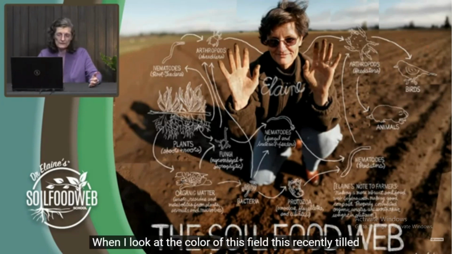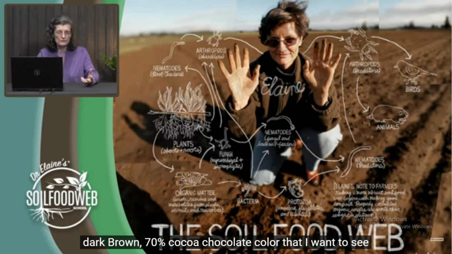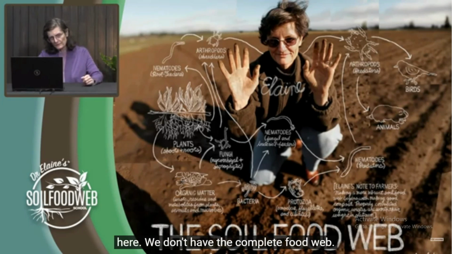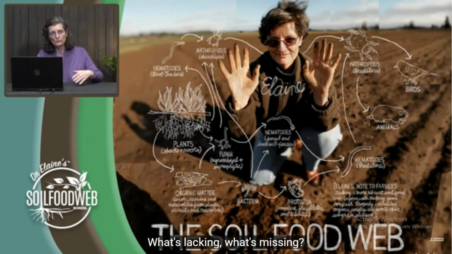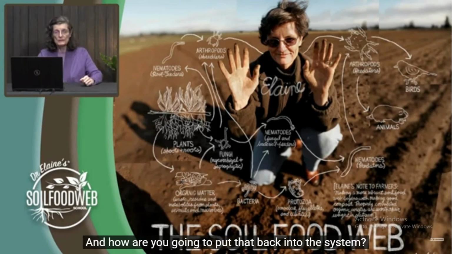When I look at the color of this recently tilled field, I get a little concerned because this is not the rich, dark brown, 70% cocoa chocolate color that I want to see in a good soil. This light tan color says to me, we've got some problems here. We don't have the complete food web. What's lacking? What's missing? What do we need to get back into the system, and how are you going to put that back into the system?